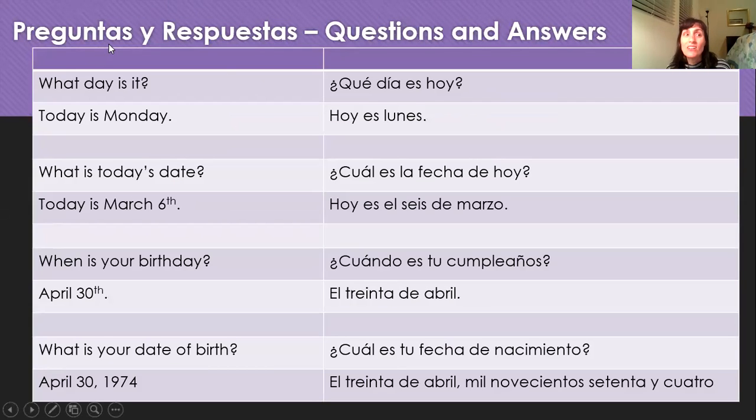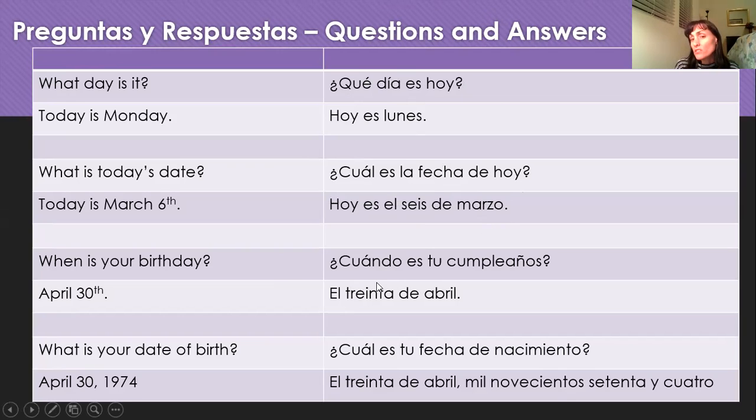All right, so here are some questions and answers. What day is it? Today is Monday. ¿Qué día es hoy? What day is today? ¿Qué día es hoy? Hoy es lunes. Today's Monday. ¿Cuál es la fecha de hoy? Fecha is date. What's today's date? Hoy es el 6 de marzo. So we put the day of the month.